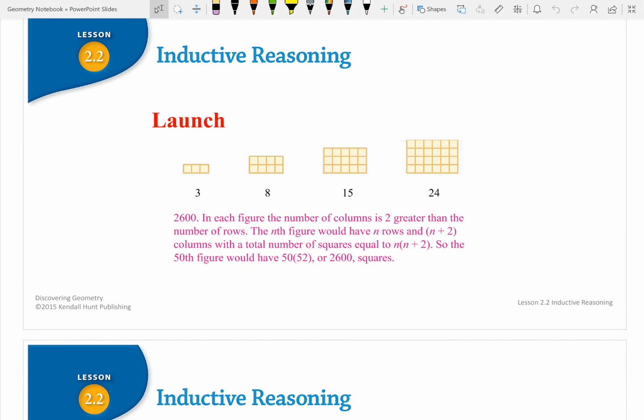The answer is 2600. In each figure, the number of columns is 2 greater than the number of rows. The nth figure would have n rows and n plus 2 columns, with the total number of squares equal to n times n plus 2. So the 50th figure would have 50 times 52, or 2600 squares.